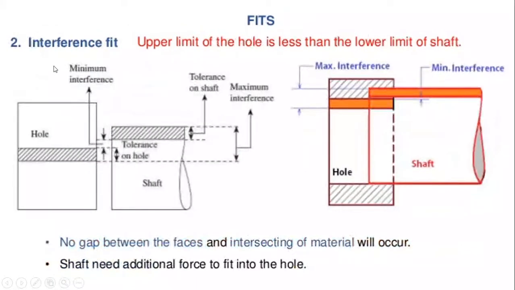And next one is interference fit. Here the upper limit of the hole is less than the lower limit of the shaft. The upper limit of the hole is less than the lower limit of the shaft. Let's see here. So we can get only the minimum clearance.